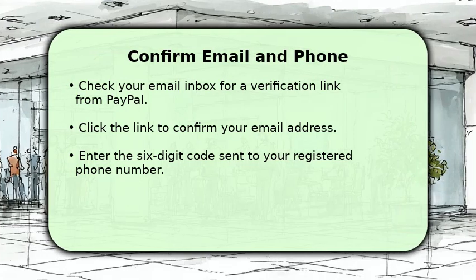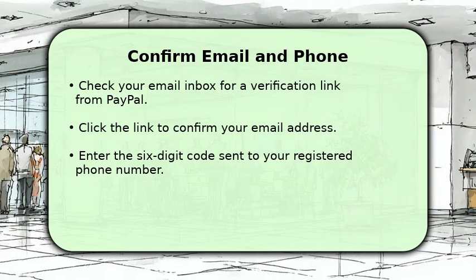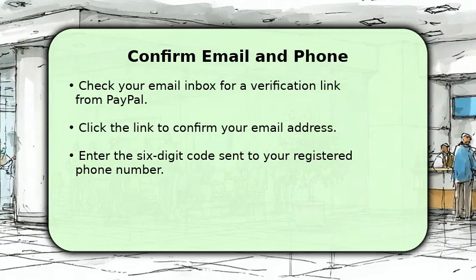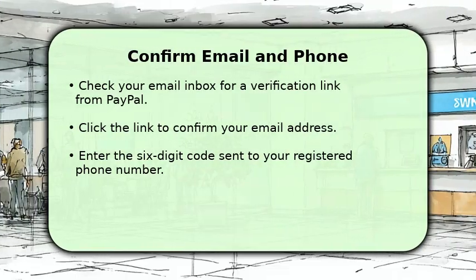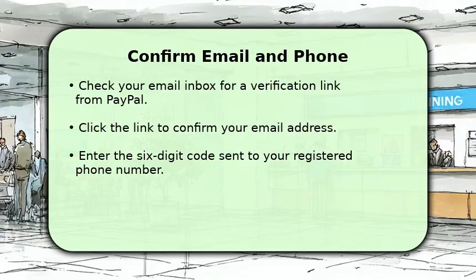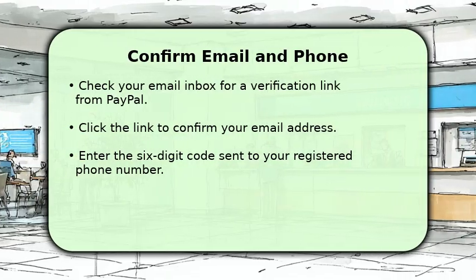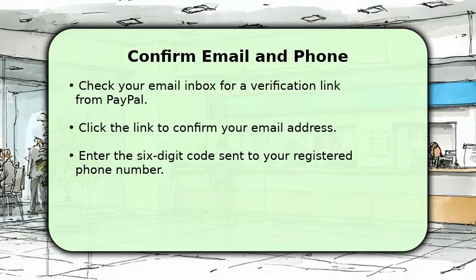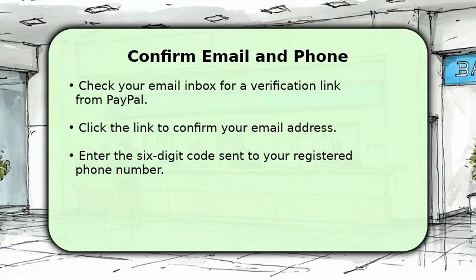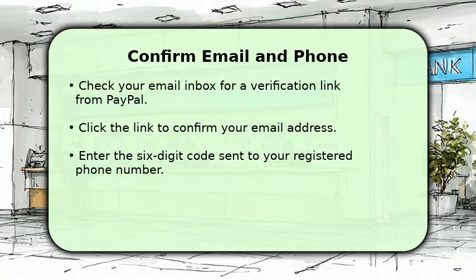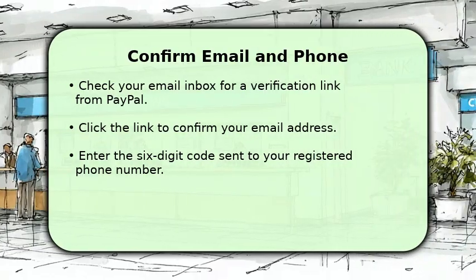After creating your account, the next step is to confirm your contact information. Look for a verification email from PayPal in your inbox and click the provided link to confirm your email address. Simultaneously, you will receive a 6-digit verification code via text message to your registered phone number. Enter this code into the PayPal platform to complete your phone verification.